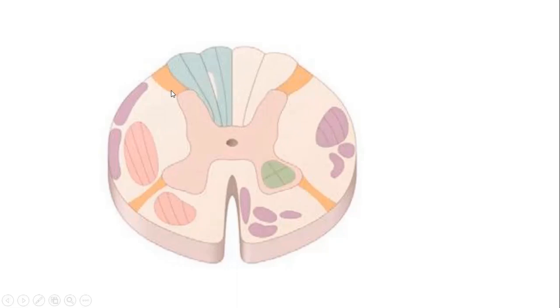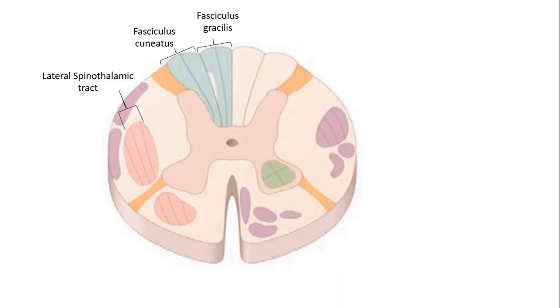The major ones will be fasciculus gracilis and fasciculus cuneatus. Together they are known as dorsal column tracts, and they carry the sensation of discriminative touch, vibration, pressure, joint position and stereognosis. This one present in the lateral funiculus is known as the lateral spinothalamic tract. They carry the sensation of pain and temperature mainly.